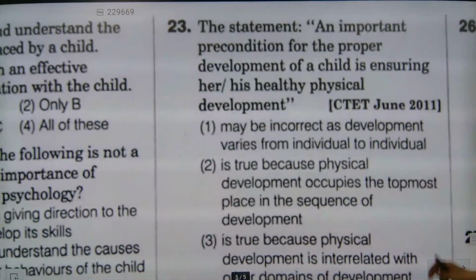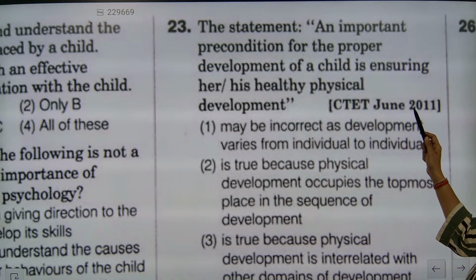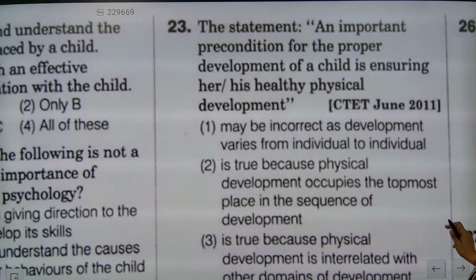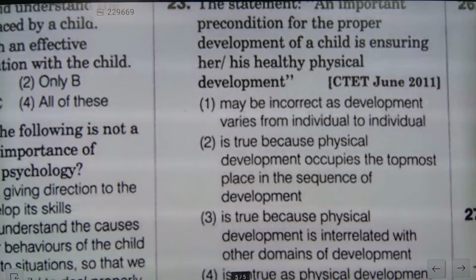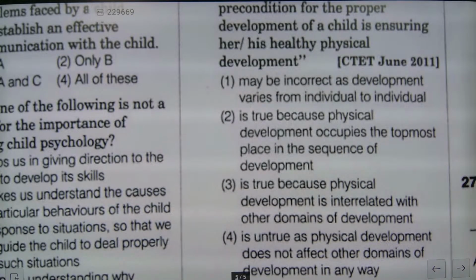The statement, an important precondition for the proper development of a child is ensuring his or her healthy physical development, may be incorrect, as development varies from individual to individual. It is true because physical development occupies the topmost place in the sequence of development. It is true because physical development is interrelated with other domains of development. Is untrue as physical development does not affect other domains of development in any way.